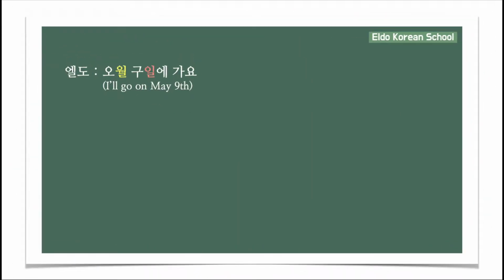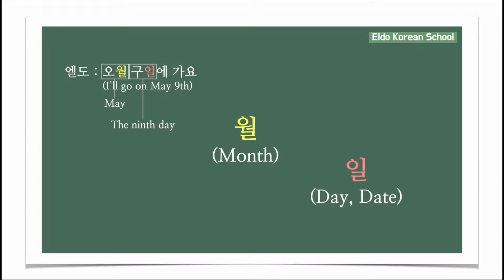Eldo told, 5월 9일에 가요. In here, 5월 means the month May, and 9일 means the ninth day. In English, we can write and say just the month and date when we represent the time. However, we should attach 월 and 일 to represent the date in Korean. In here, 월 means month and 일 means day and date.